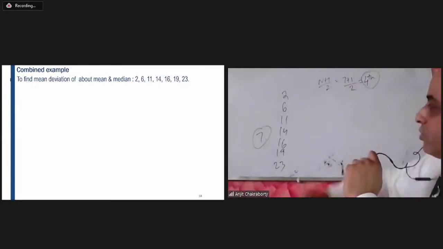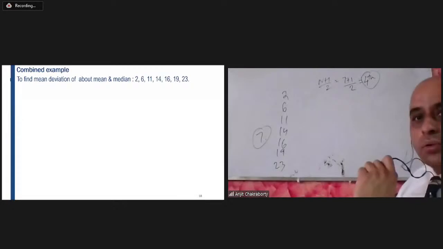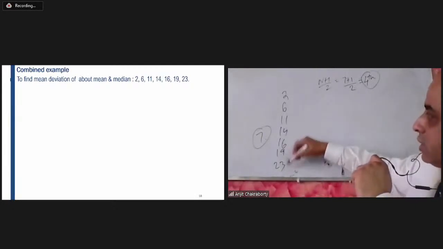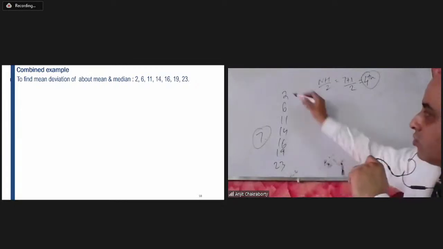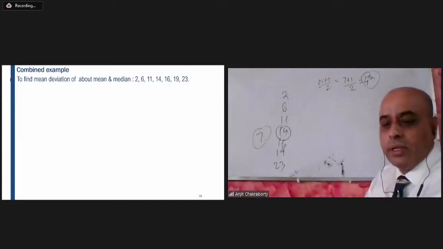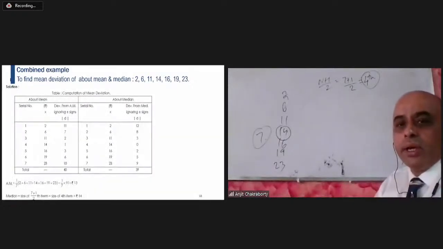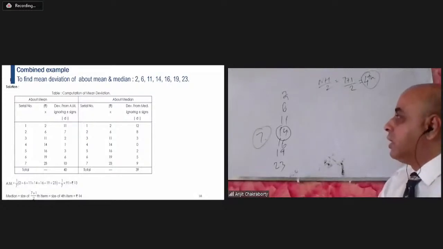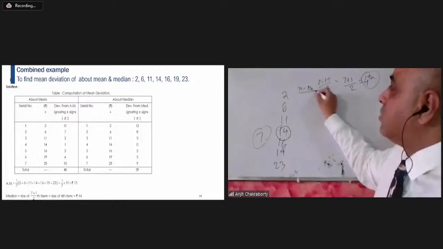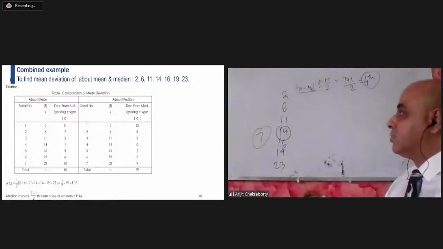So the fourth observation. So 2, 6, 11, 14, 16, 19, 23, it's in ascending order. 1, 2, 3, 4. Fourth observation is 14. Okay, so we are taking median as 14. So now x minus median. Of course, we will take the absolute value.